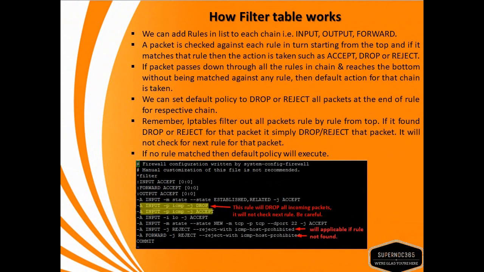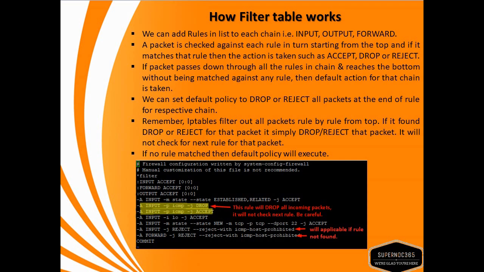Let's see how the filter table works. We can add rules in a list to each chain like input chain, output chain, or forward chain. Each packet is checked against each rule in turn starting from the top rule as per chain, and if it matches that rule then the action is taken such as accept, drop or reject. If a packet passes down through all the rules in the chain and reaches the bottom without being matched against any rule, then the default action for that chain is taken. We can set the default policy to drop or reject all packets at the end of the rules for the respective chain.